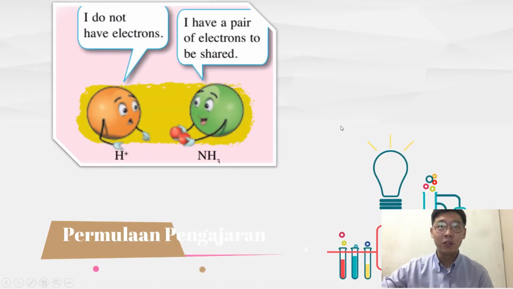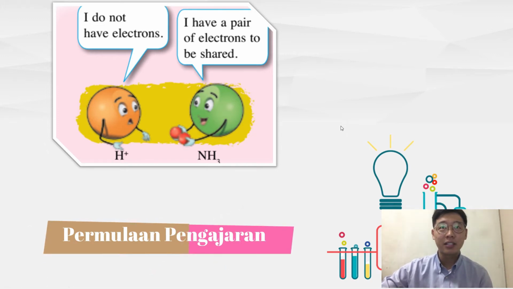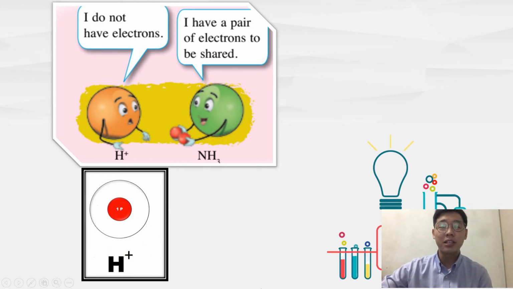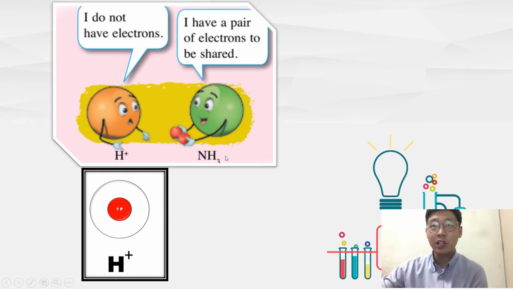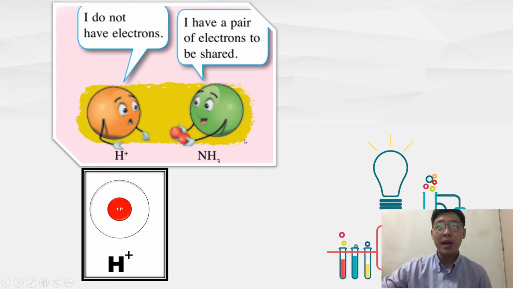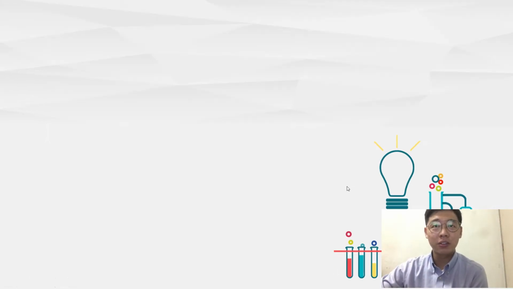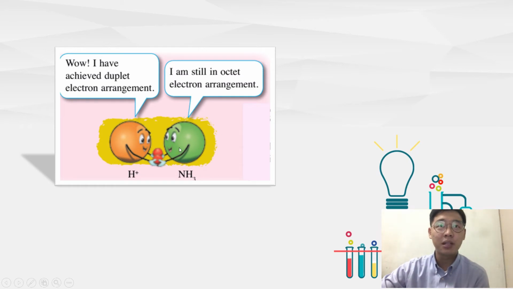First, the hydrogen ion says, "I do not have an electron," because hydrogen has lost its electron to form the hydrogen ion. Next, the ammonia, NH3, says, "I have a pair of electrons to be shared." Looking at the diagram, we can observe that the ammonia has an extra pair of electrons, and the electrons will be shared with the hydrogen ion. The hydrogen ion says, "Wow, I have achieved a doublet electron arrangement." And the ammonia says, "I am still in an octet electron arrangement."